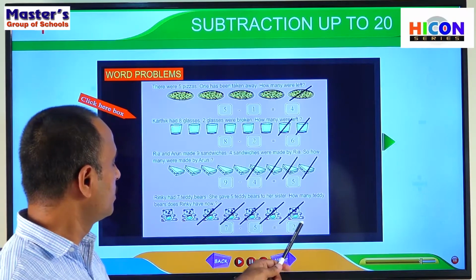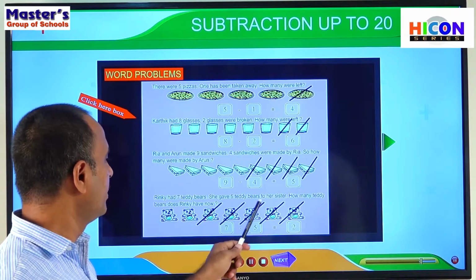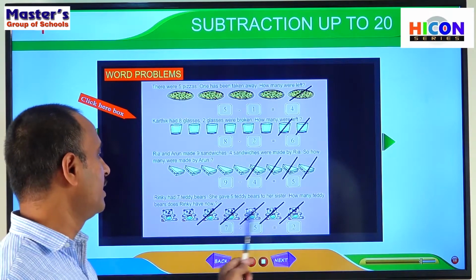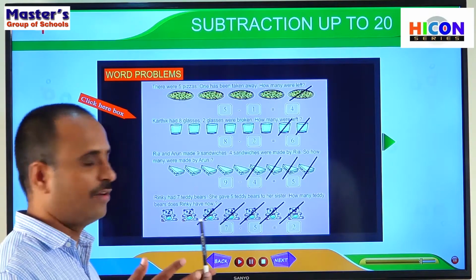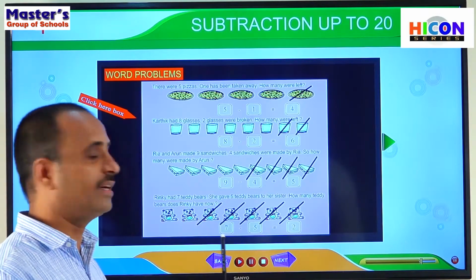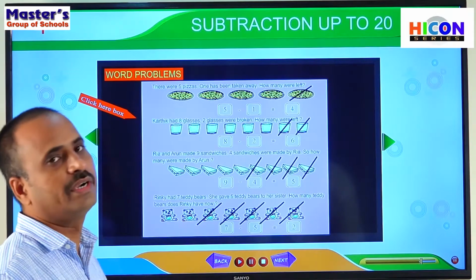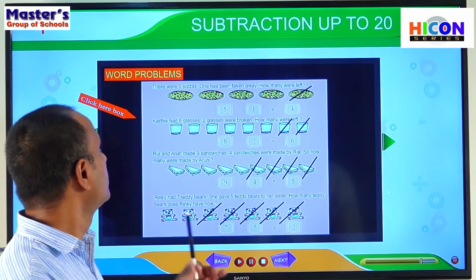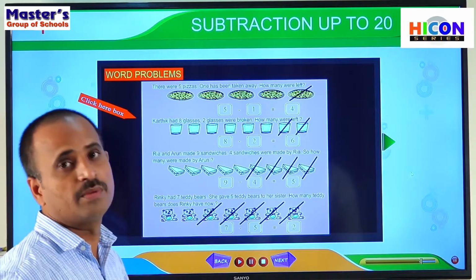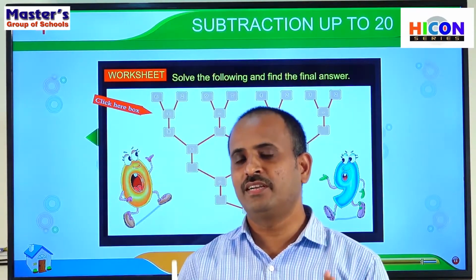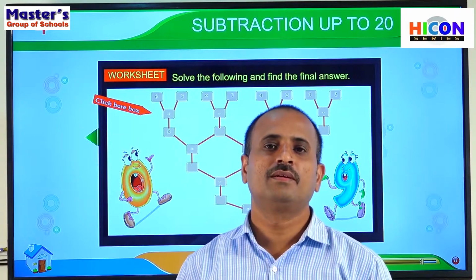So children, observe carefully. So 5 teddy bears are struck off. That means 5 teddy bears are taken away. And 5 teddy bears are subtracted from the 7. And the answer is 2. That means there are 2 teddy bears left. So children, this is about word problems. So children, these are the different topics in this chapter.